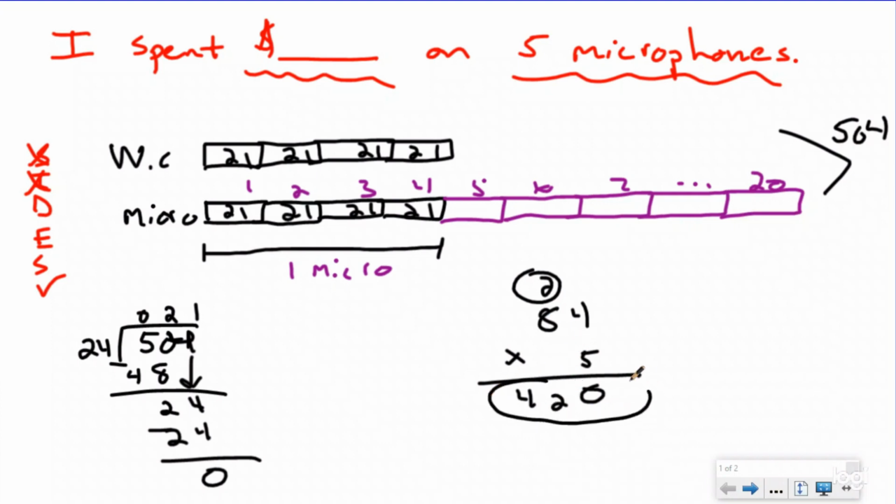So the microphones cost me $420 total. Now, if you just want to double check that, okay, I should be able to add my $84 total that my web cameras cost me to 420, right? And that should equal 504, and in fact it does. So I spent $420 on all 5 microphones combined.